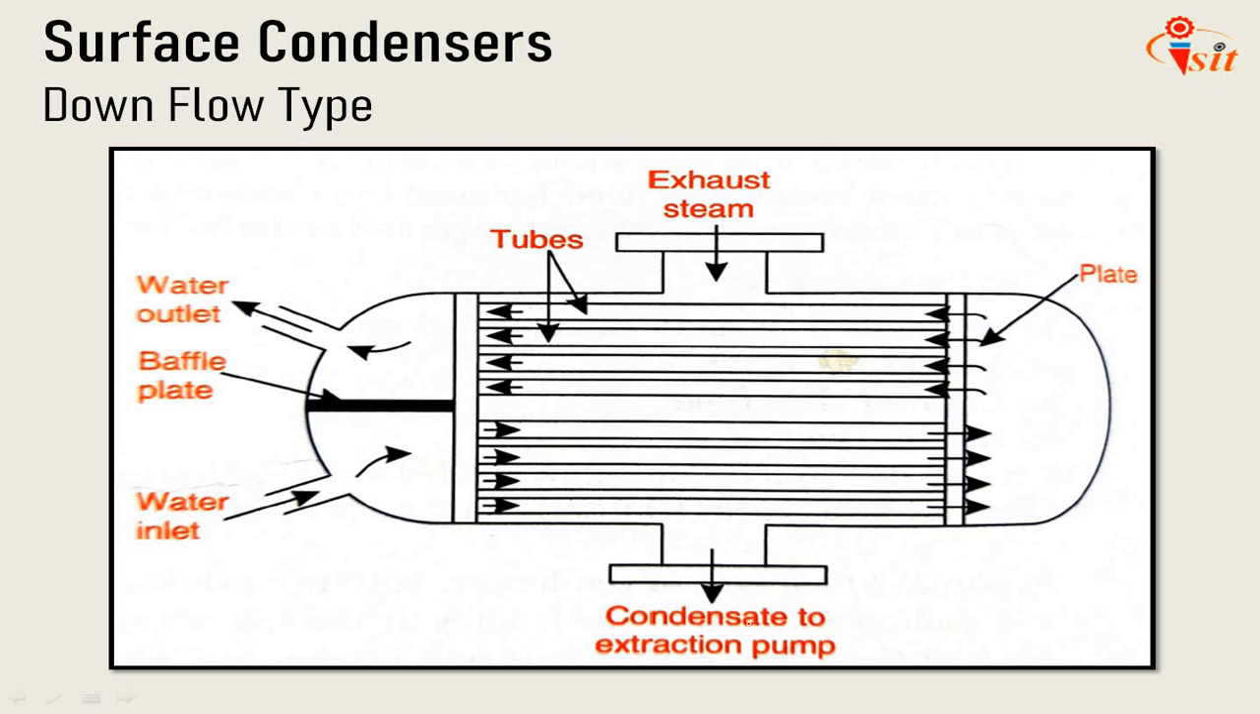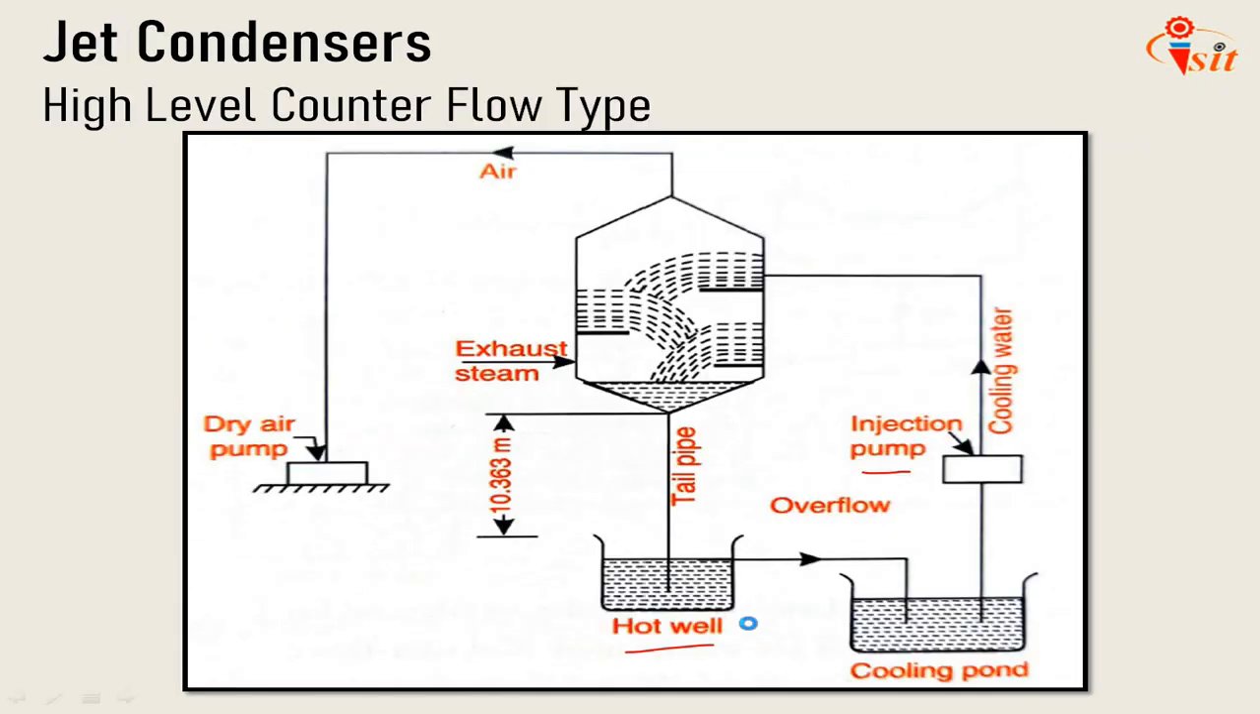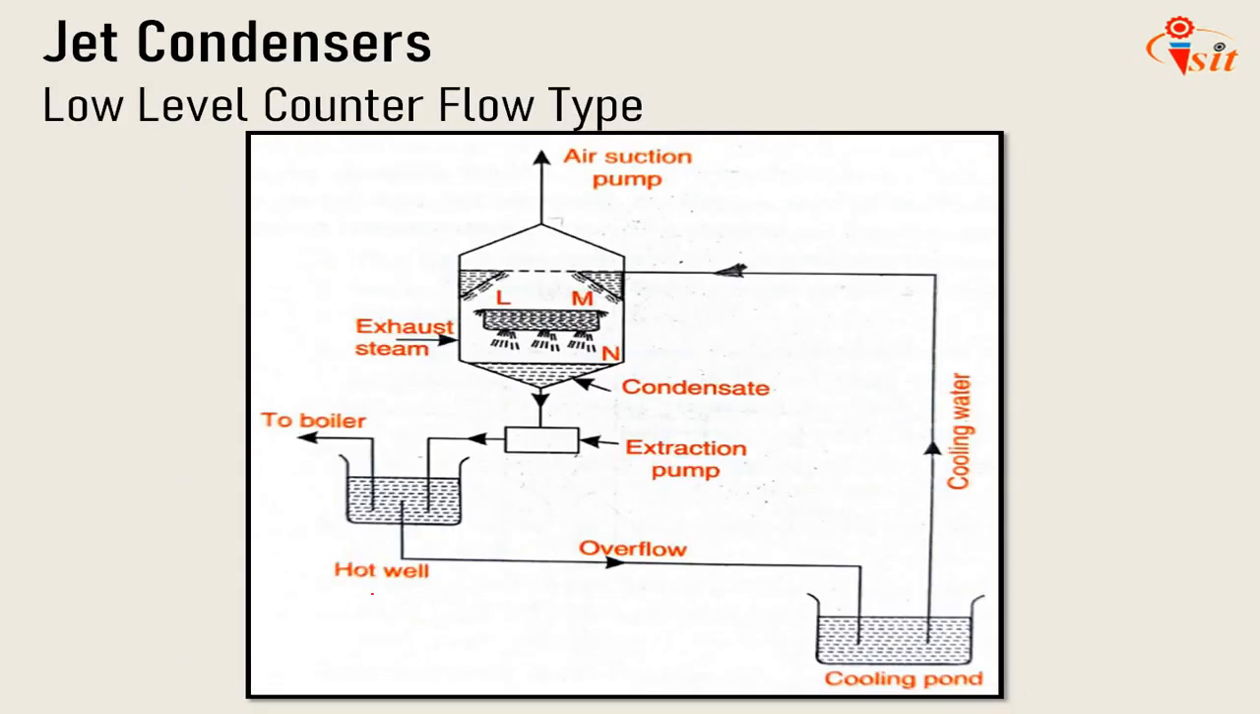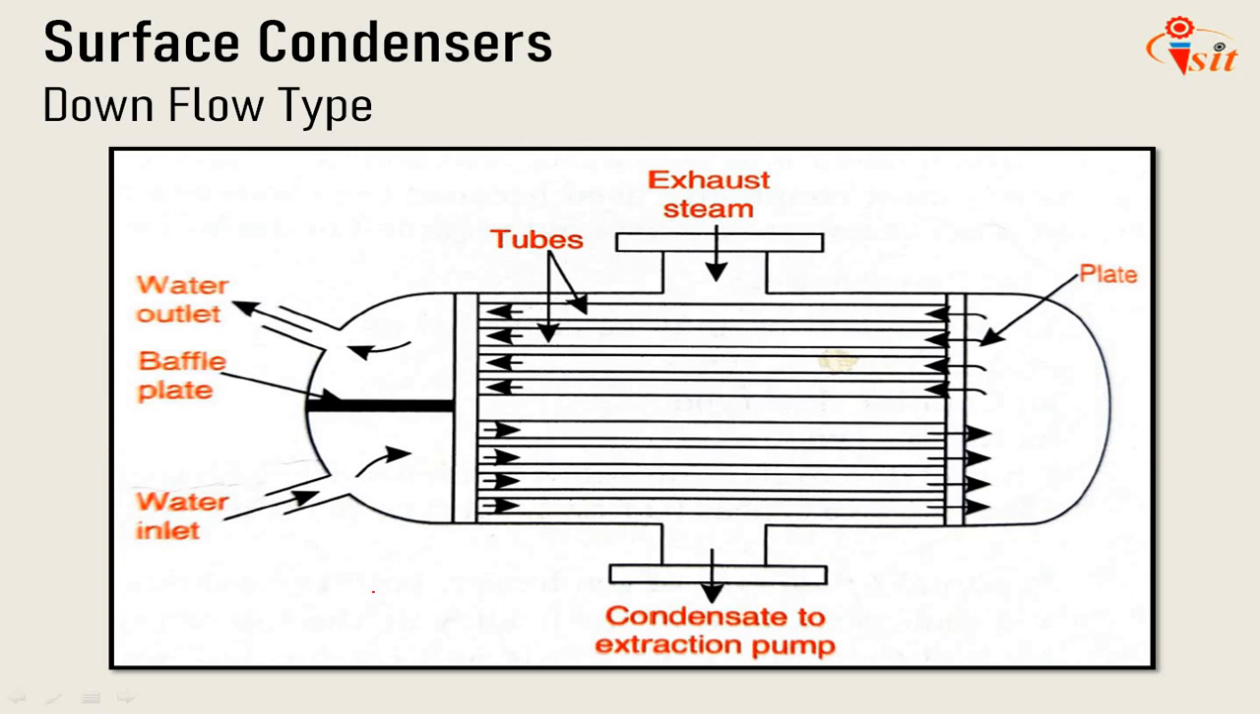Now next category is the surface condensers. In that, surface condensers are again categorized into downflow, central flow, inverted flow, regenerative and evaporative. We will see one by one. Now here the figure shows a downflow type of surface condenser. It consists of a shell. This is the total shell, which is generally of cylindrical shape. Though other types are also used, we are using this cylindrical shape as an efficient one.